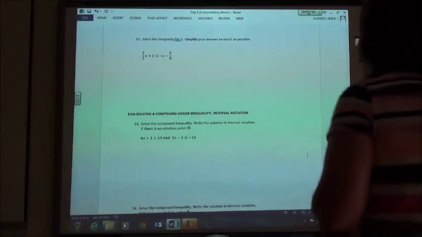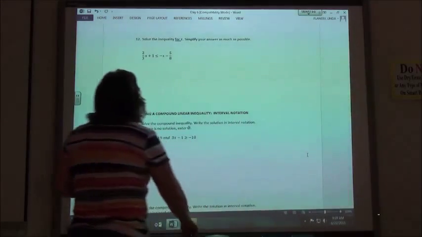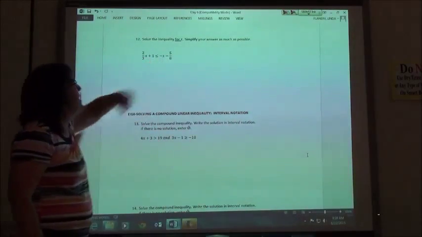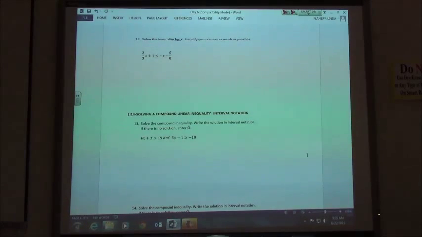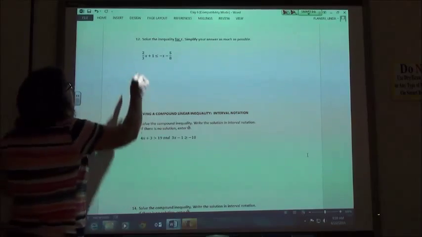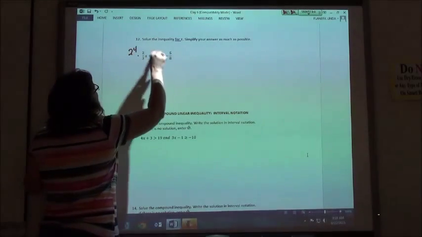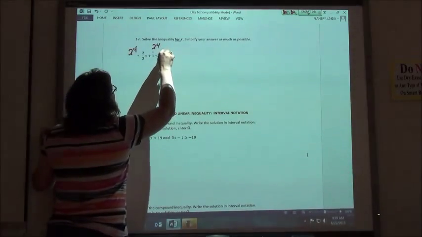So number 12, same kind of thing. We're solving our inequality for x. I've got a 3 and an 8 for denominators. My least common multiple there would have to be 24. 3 times 8, since they don't have anything in common. So I'm going to multiply everything by 24.